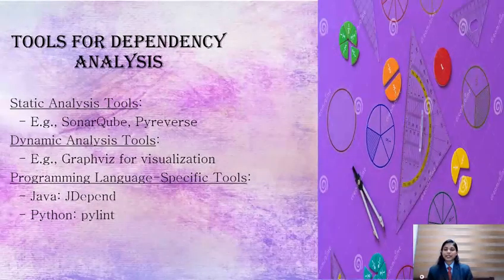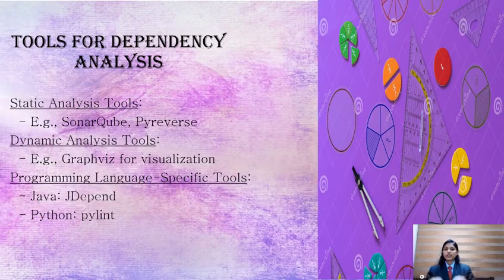To analyze dependencies, we use various tools. Some popular ones include static analysis tools like SonarQube and Pyreverse, and dynamic analysis tools like Graphviz. It can be used for visualization and language specific tools. These tools automate the process, making it easier for developers to spot issues.